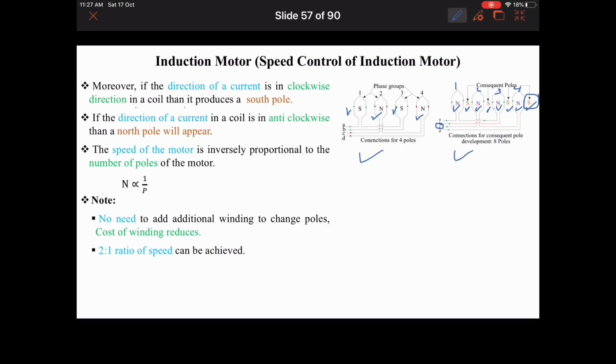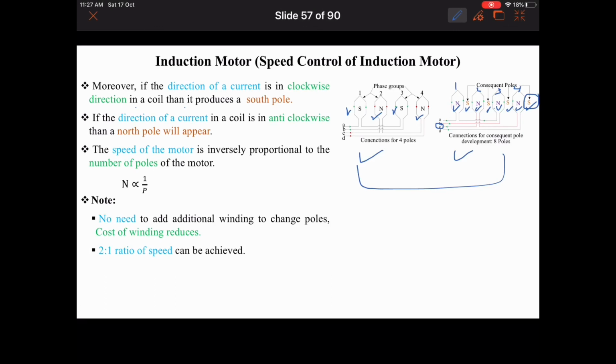The speed of the motor is inversely proportional to the number of poles of the motor. So by changing the direction of current in the coils, we can change the number of poles. Here we can see that in both the circuits the number of coils is the same, but the number of poles is varying as we have changed the direction of current.